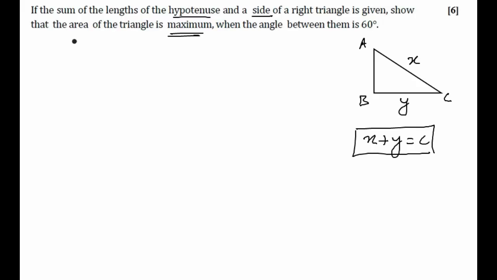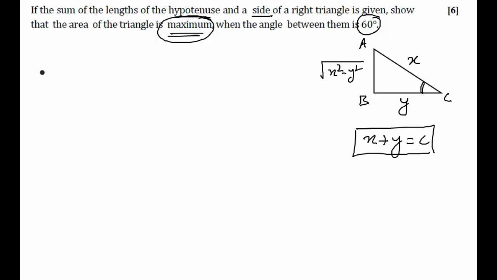Now what we have to do, show that the area of the triangle is maximum. So I have to maximize the area of the triangle and see, using that condition, what is the angle between the side and the hypotenuse, right? So anyways, if I have to talk about AB length, then AB length is under root of x square minus y square.